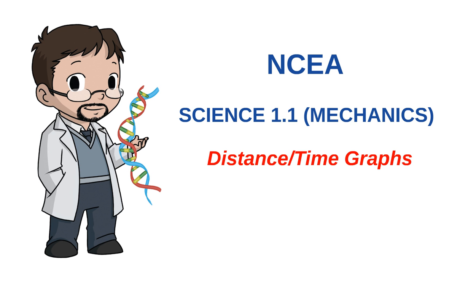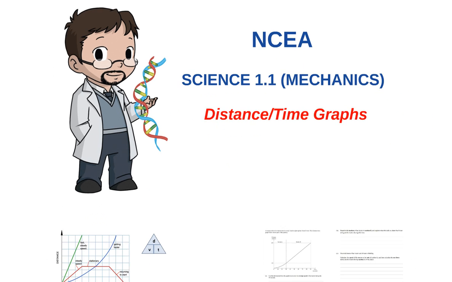Okay, in this video we're going to look at distance time graphs. These distance time graphs are used to show the speed or the velocity of an object. So it still kind of ties in with velocity, and if you haven't watched that video, I recommend you might want to have a look at that one first. Alright, so let's have a look.